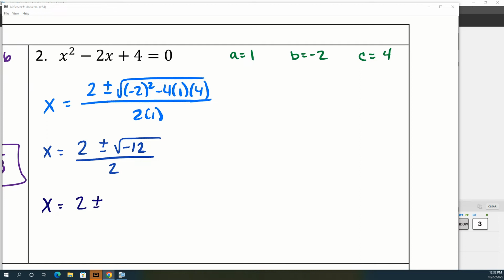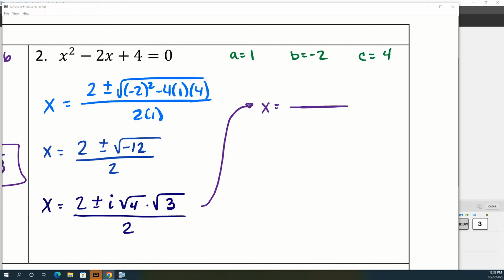And because it's a negative, you're going to pull out an i. And once you pull out the i, it's not negative anymore. So you start thinking about what squares go into positive 12. What do y'all think? 4. Good. It's going to be 4 times 3. Okay. And then the square root of 4 is 2.